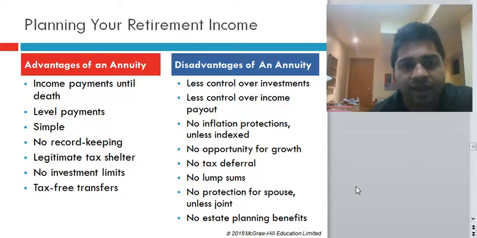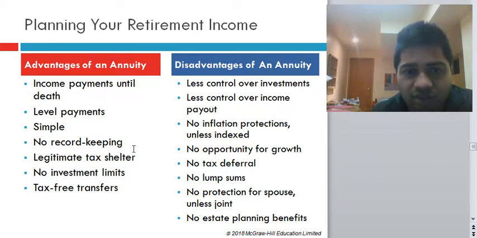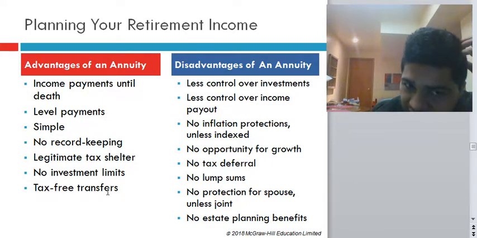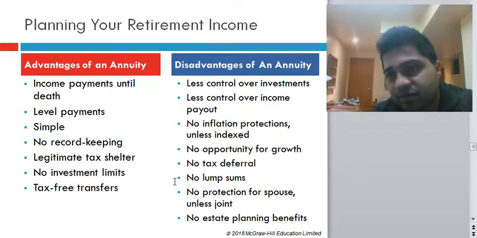Advantages of annuity: income payments until death. If you go for life annuities, it is level payment, it is simple, there is no record keeping, and it is a legitimate tax shelter, so you don't pay tax on the entire amount, you only pay tax on whatever you're getting. Tax-free transfers are also possible between different plans if you shift from one plan to another.